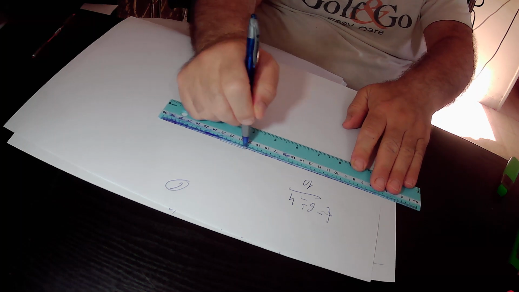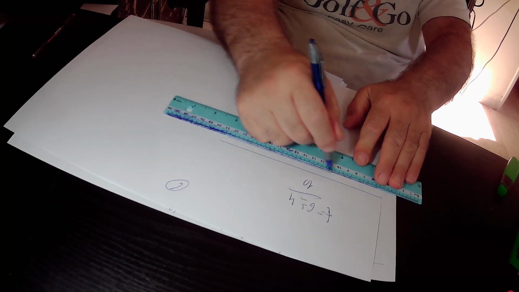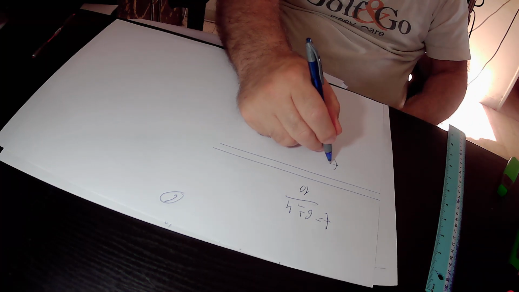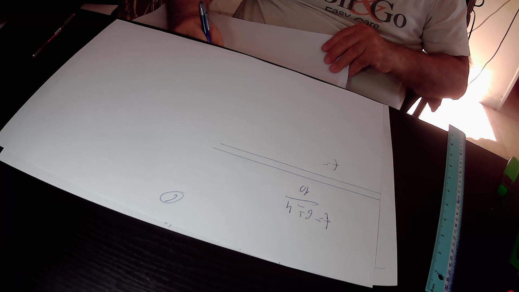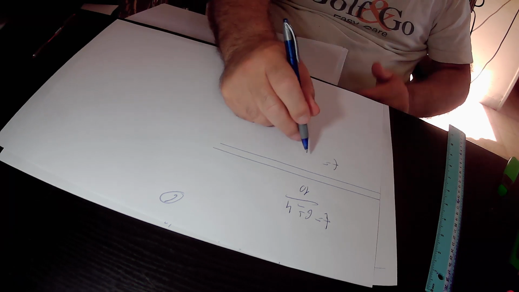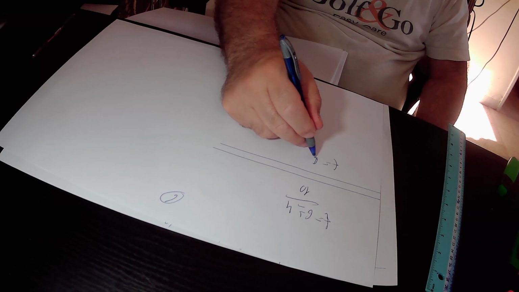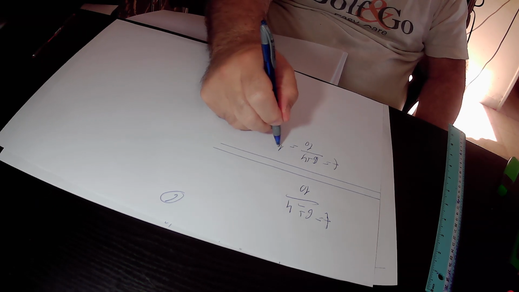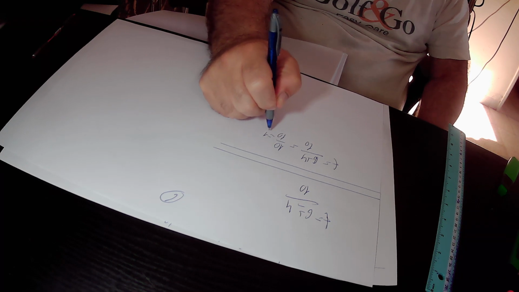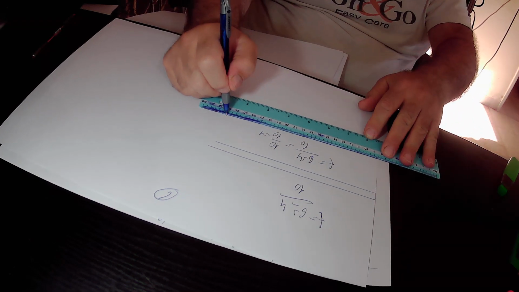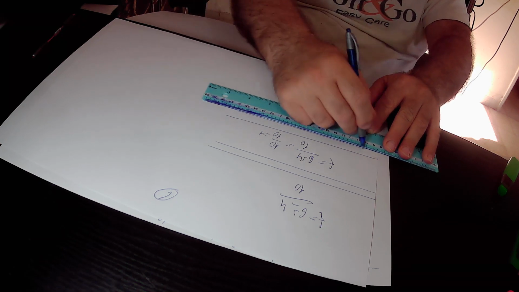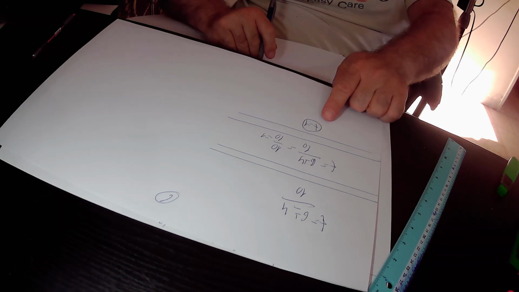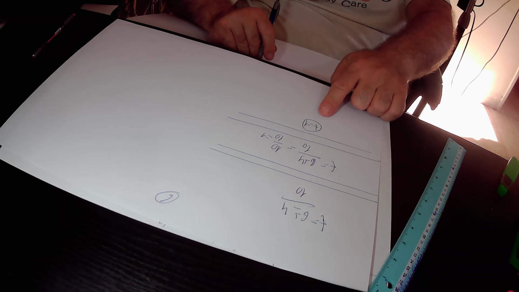So here we have two possible solutions for t. The first solution for t is that t equals 6 plus 4 over 10. 6 plus 4 is 10, and 10 over 10 is 1. So we found out that t equals 1. So the first solution for t is that t equals 1.